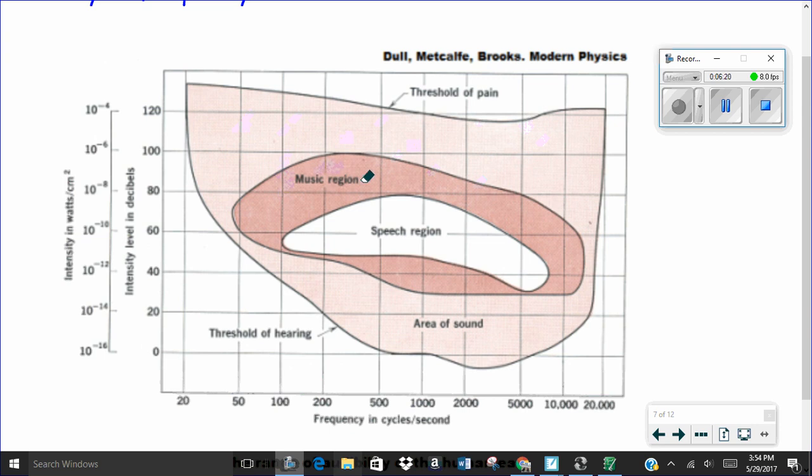Everything in the hot pink region is usually the intensity versus frequency of music that we listen to. And everything in the center is the frequency versus intensity regions where we can hear people talk. At the very top here is the threshold of pain. So anything over 130 decibels and over 20,000 hertz to under 20 hertz actually can cause pain in human beings as they're listening to that sound.